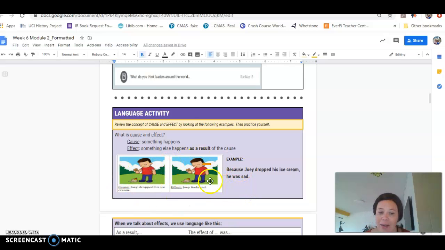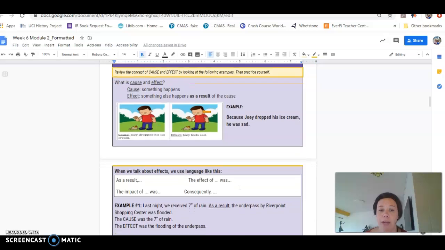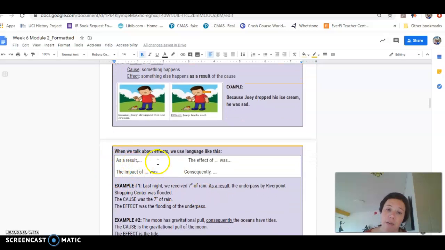So an example here, it's a really silly one. The cause is that Joey dropped his ice cream. And then an effect of that is Joey feels sad. And you might write that because Joey dropped his ice cream, he was sad. When we talk about effects, we use language like as a result of, the effect of blank was blank, the impact of blank was blank, and consequently, so like a consequence of.